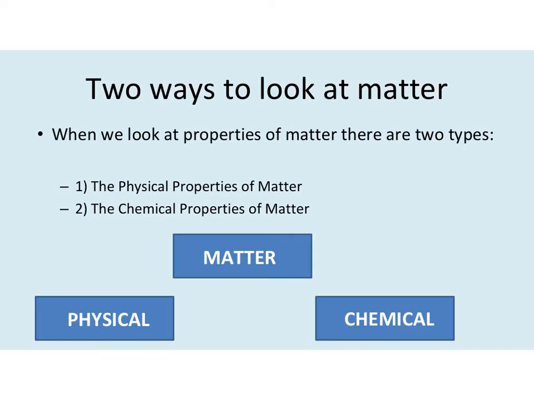Whenever you look at matter, you can describe it two ways. You can describe its physical properties, how it looks using our senses, and its chemical properties, how it reacts to things. When we do our worksheet today, I'm going to recap this because it's a very important idea: the physical and chemical properties of matter.